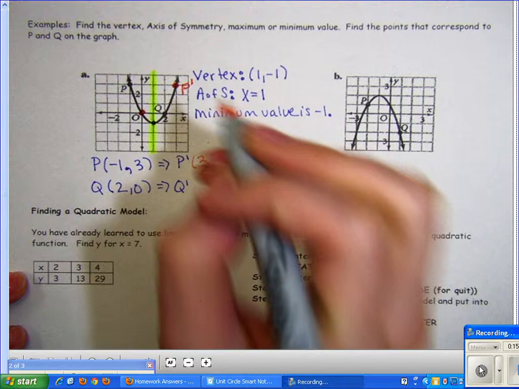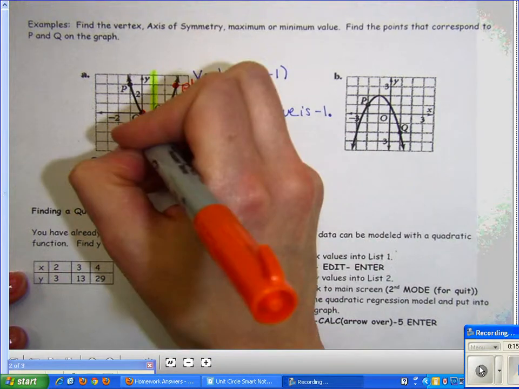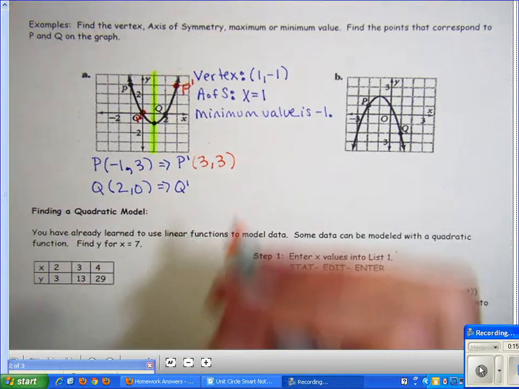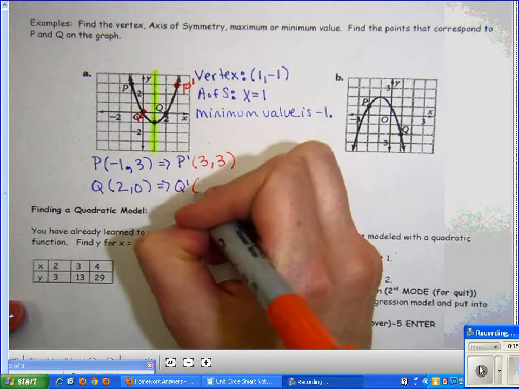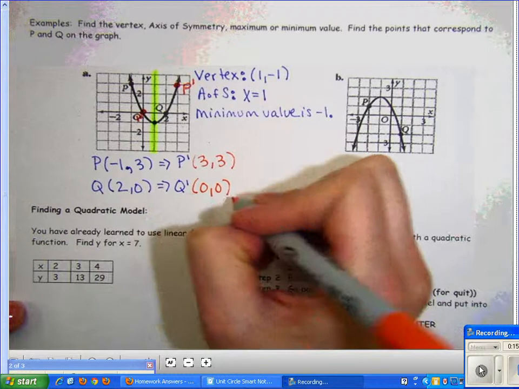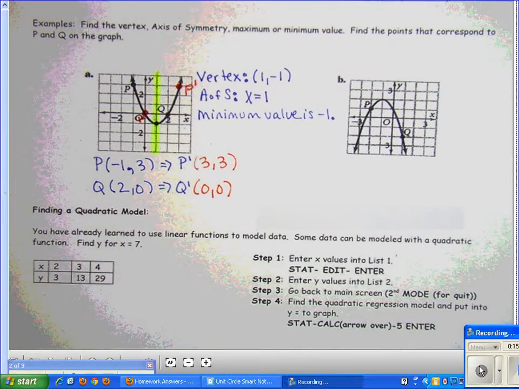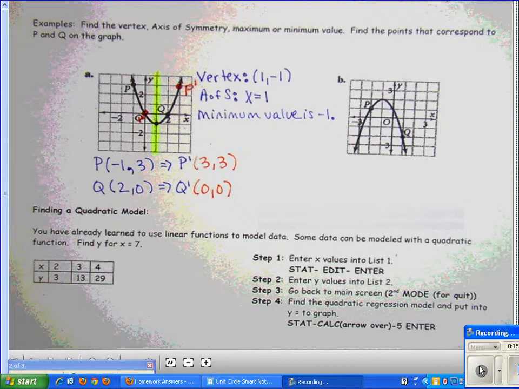And that O just stands for the origin, but I'm going to turn it into a Q prime so that we know that's where Q prime is. So Q prime is at 0, comma 0, the origin. So pause it, see if you can do the same thing for B, and then unpause it and check your answer.